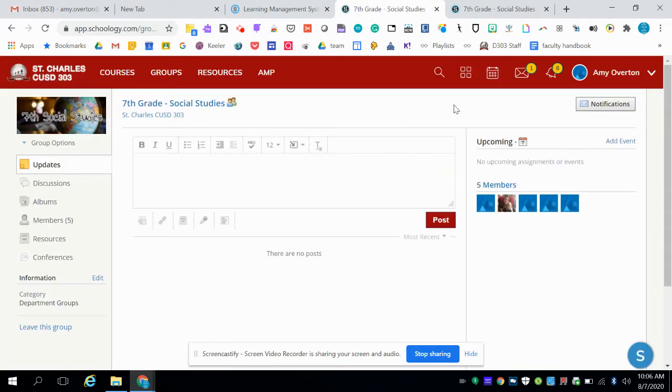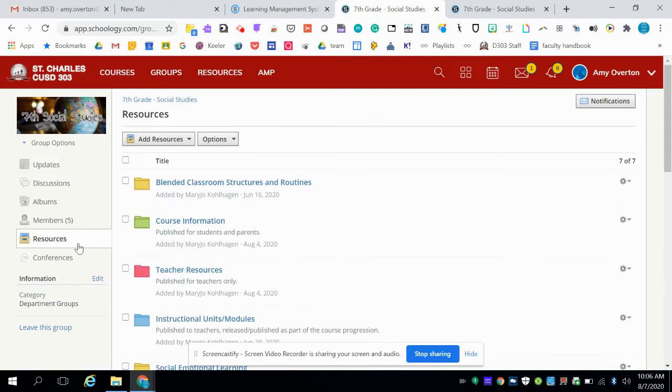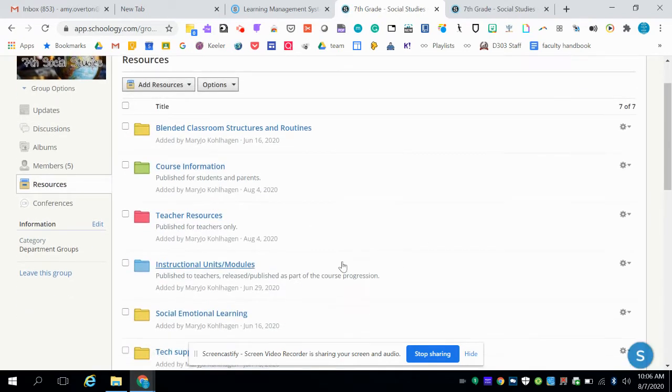When you open up your folder, you're going to want to go to resources here on the left. You're going to see a bunch of different folders. Really, the work that Liz and I did was focused in 3 areas: course information, teacher resources, and then instructional units and modules. The rest of these folders will be populated by information and support from the district.